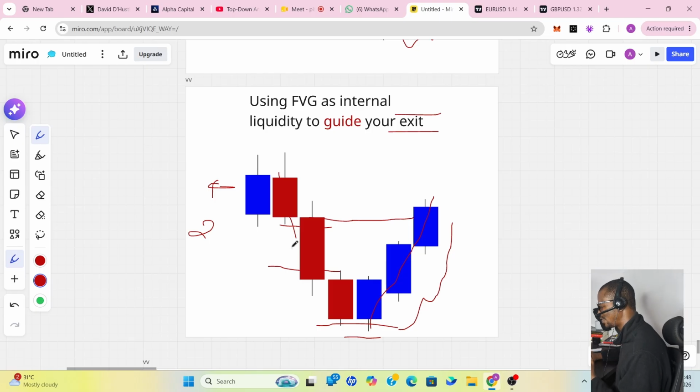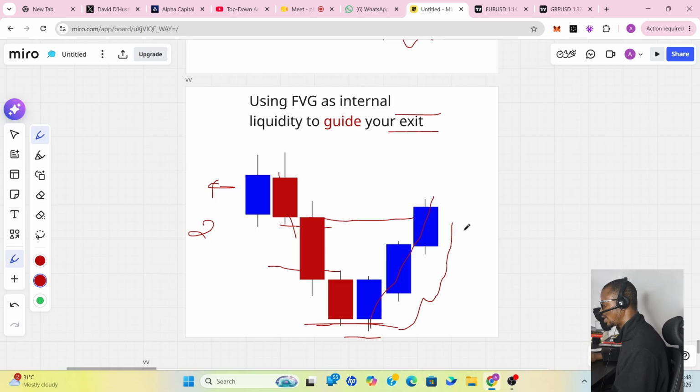So this fair value gap can guide your exit. Once you have spotted your entry from the demand level, you can use fair value gap to guide your exit. In this case, what I mean by exit is TP. You understand? You can use it to guide your TP, right?